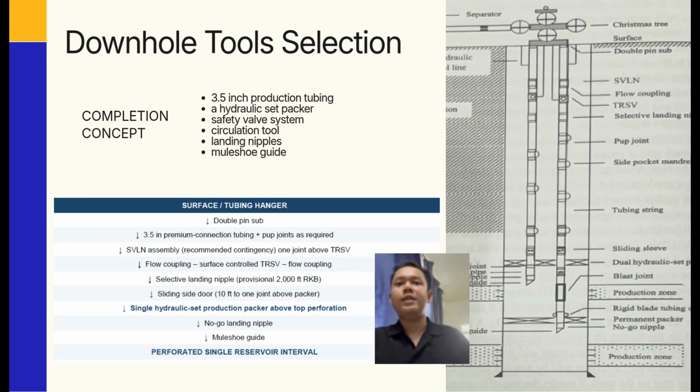So the proposed design is a single tubing completion using 3.5 inch production tubing, a hydraulic set production packer and a downhole safety valve system, circulation equipment, landing nipples and also a mule shoe guide. This design is selected because the well has a long horizontal displacement, high temperature and also mildly sour produced fluid. Therefore, the completion must provide safe production, reliable flow control and also convenient access for future intervention.